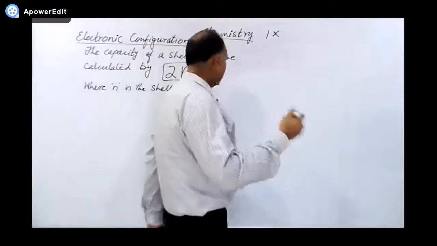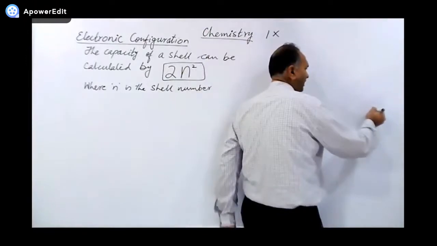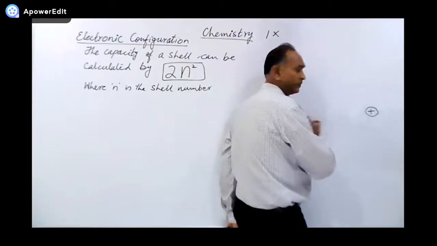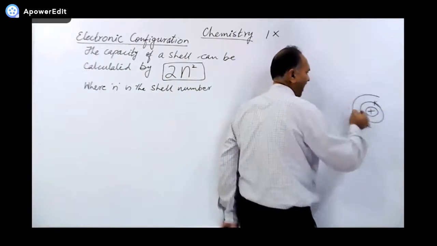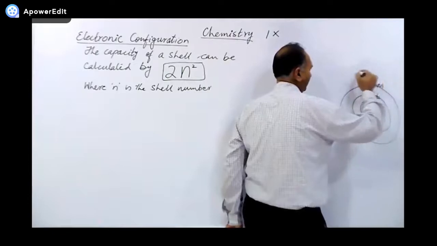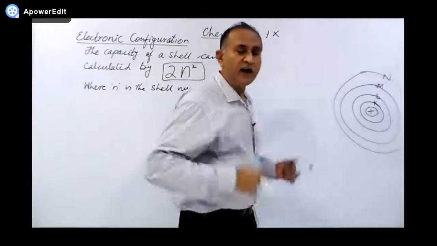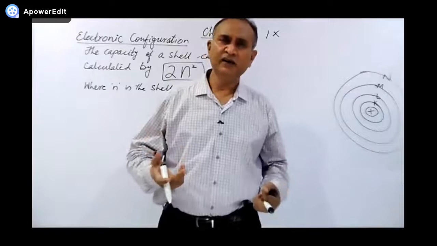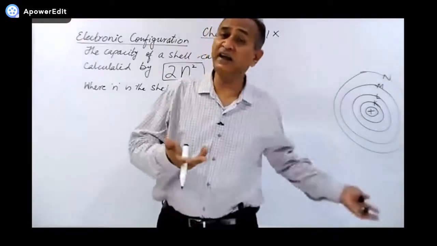So you have seen on the screen, I'm just drawing it over here. Nucleus. This is nucleus. First shell, its name is K. L shell, M, N, etc. We are willing to find out the capacity. Capacity means how many electrons can be put to the maximum extent in a shell.